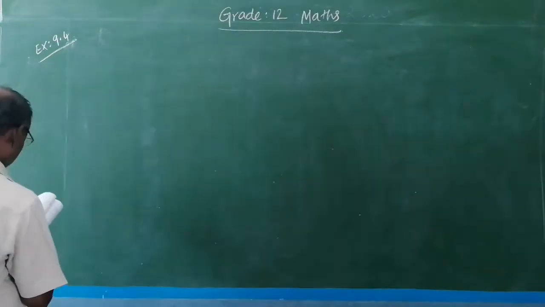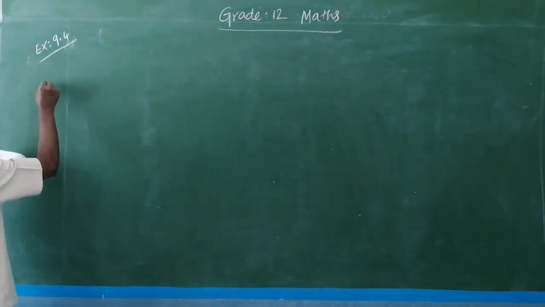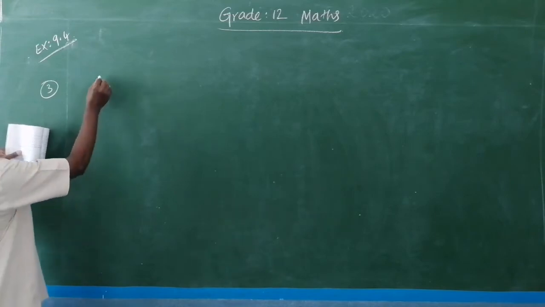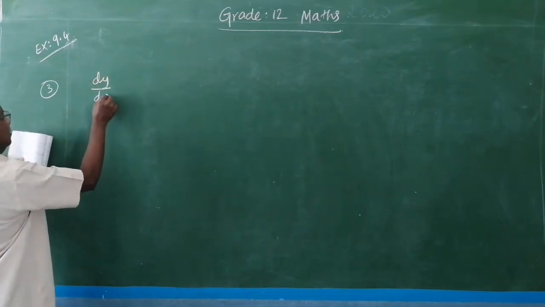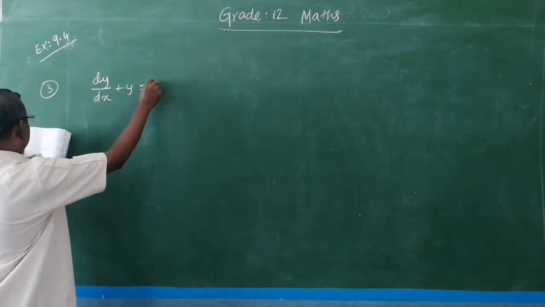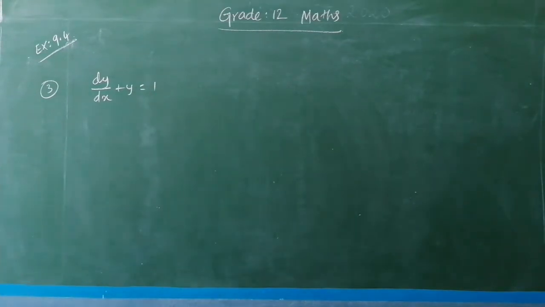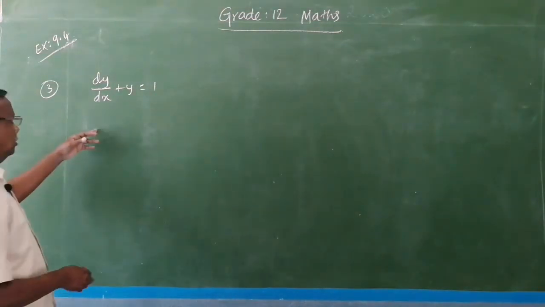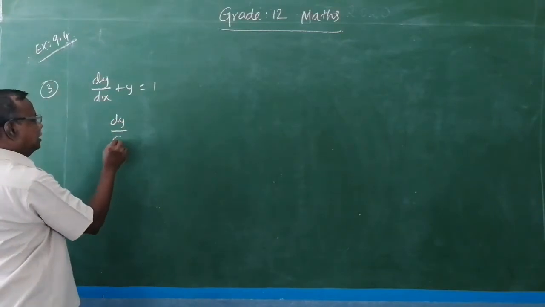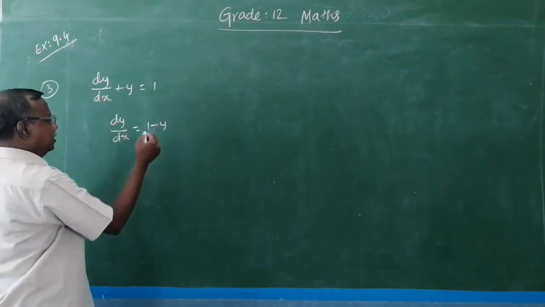So this is the question number 3, dy by dx plus y equal to 1 and y is not equal to 1, dy by dx equal to 1 minus y.